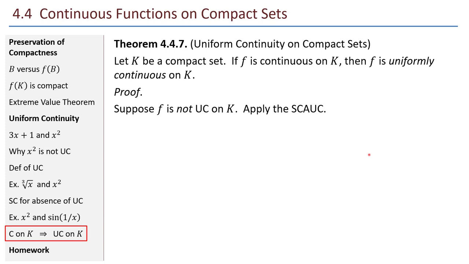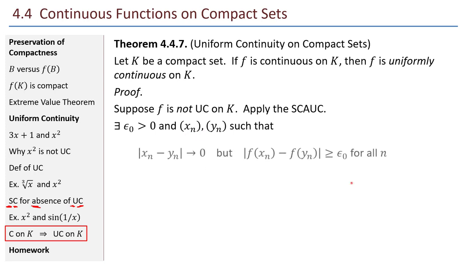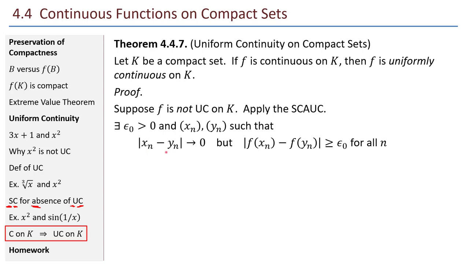The proof isn't bad. Suppose that f is not uniformly continuous on K. So this is a proof by contradiction. And apply the SCAUC, the sequential criterion for absence of uniform continuity. That tells us that there exists an epsilon naught greater than 0, and there exist two sequences, a sequence of x's and a sequence of y's, such that the corresponding sequence terms are getting closer and closer to each other, but the function values at those terms stay apart by at least epsilon naught.